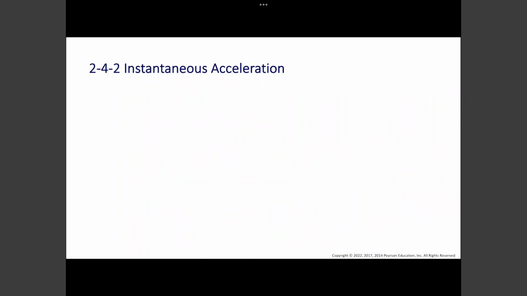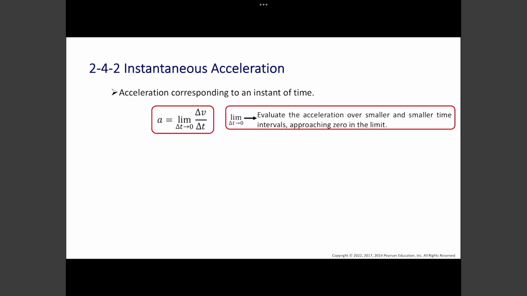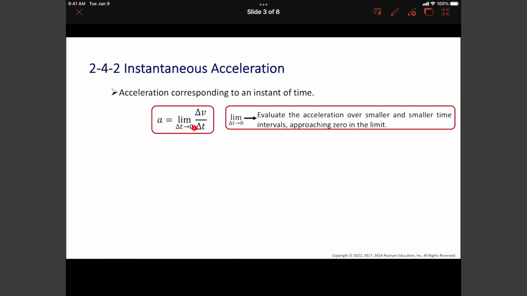Now let's see what the instantaneous acceleration is. We learned about the instantaneous velocity, and similarly we consider the limit of smaller and smaller time intervals to find the instantaneous acceleration. Therefore, the instantaneous acceleration is the acceleration corresponding to an instant of time: a equals the limit as delta t goes to 0 of delta v over delta t.